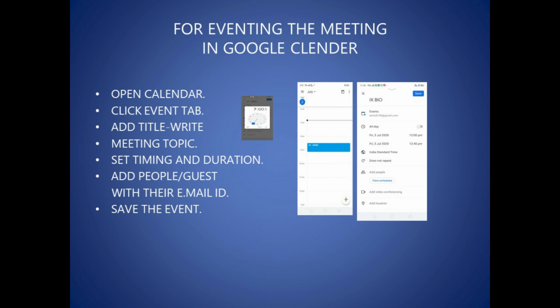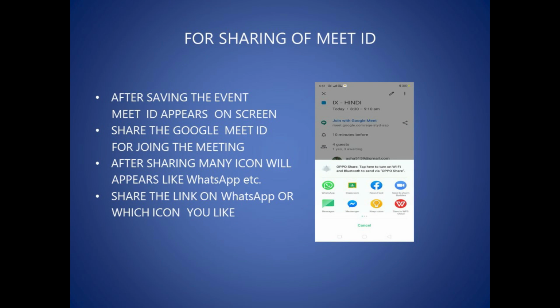Next, for creating the event in Google Calendar, open Calendar, click the Event tab, add the title, write the meeting topic, set timing and duration, add people, guests with their email ID. Save the event. Next, for sharing of the meeting ID, after saving the event the Meet ID appears on screen.